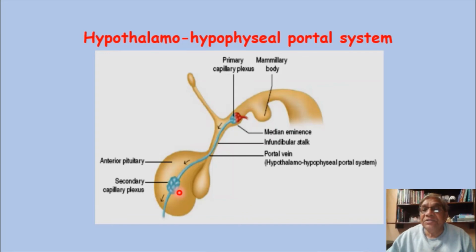But when release-inhibiting hormones are secreted, which is ultimately regulated by a feedback mechanism depending on the concentration of a particular hormone in the blood, if it is more, then release-inhibiting hormone will be secreted through this infundibular nucleus, and this will suppress the secretion of that particular hormone from the cells of the anterior pituitary gland. I hope that you have understood.